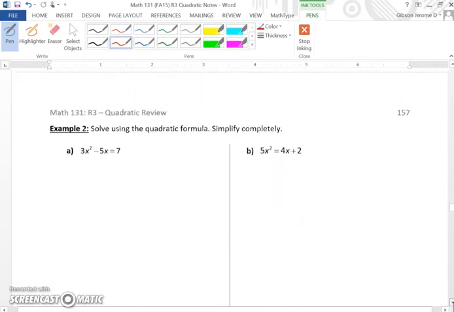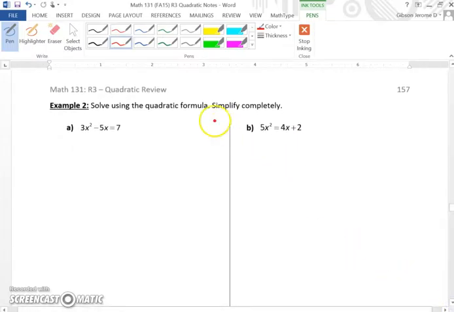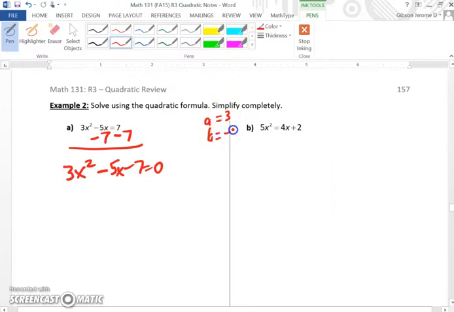Okay, now we go to the next page. Example 2. It says solve using the quadratic formula. Simplify it completely. Now the first thing you have to know with the quadratic formula is you must have the equation equal 0. So we're going to subtract 7 on both sides first. Okay, now we list our A, B, and C. A is 3, B is negative 5, and C is negative 7.